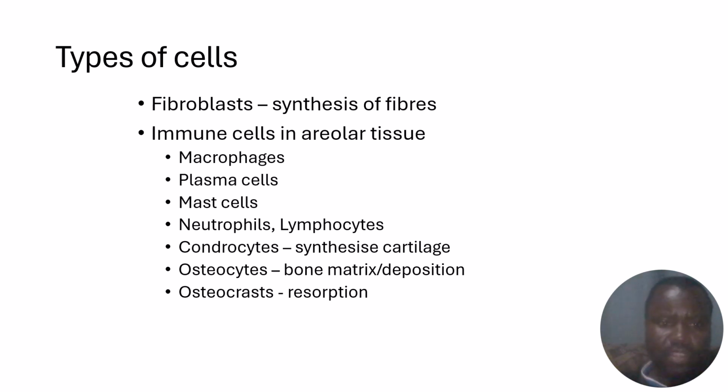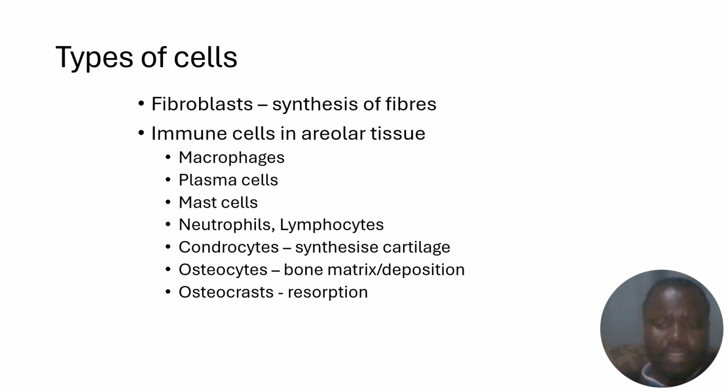Then we have immune cells. We have macrophages that provide defense. They are able to phagocytose foreign substances. We have plasma cells. Technically speaking, these are white blood cells that are able to produce immunoglobulins, also called antibodies.